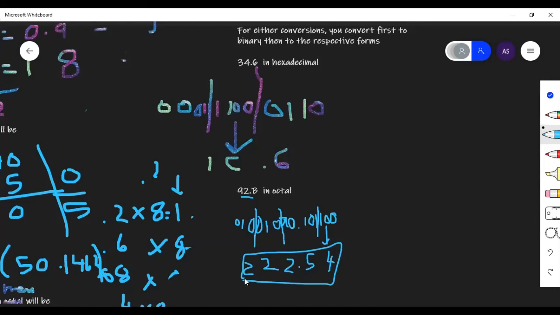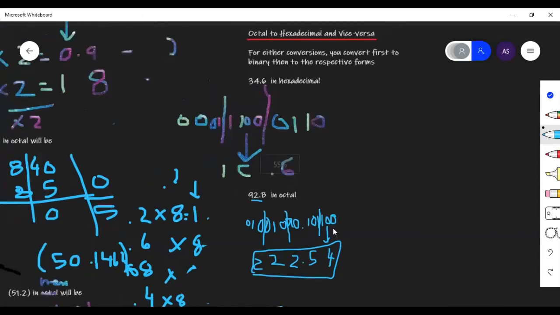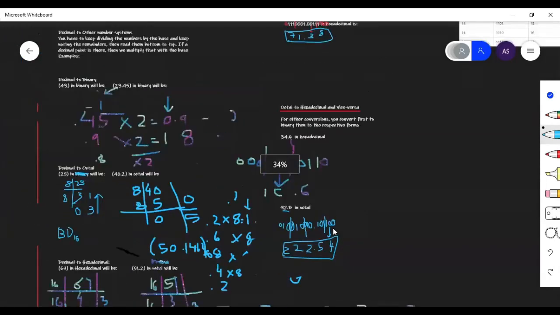So these are all the conversions. We are done with the conversions. Yeah, so that's basically the end.